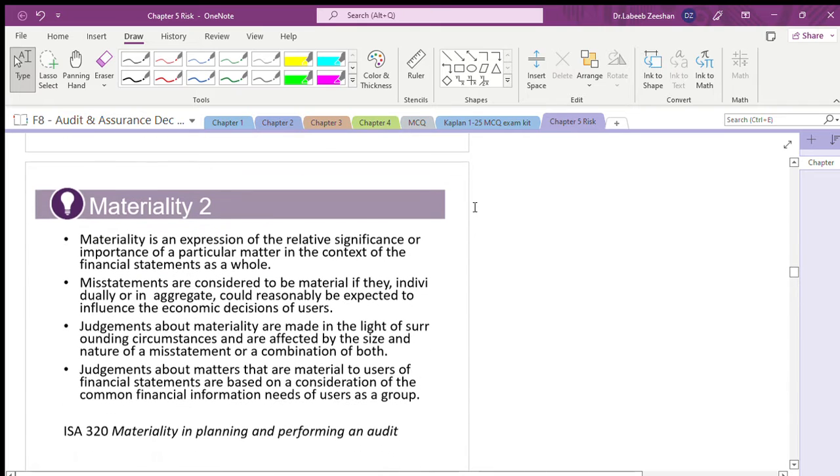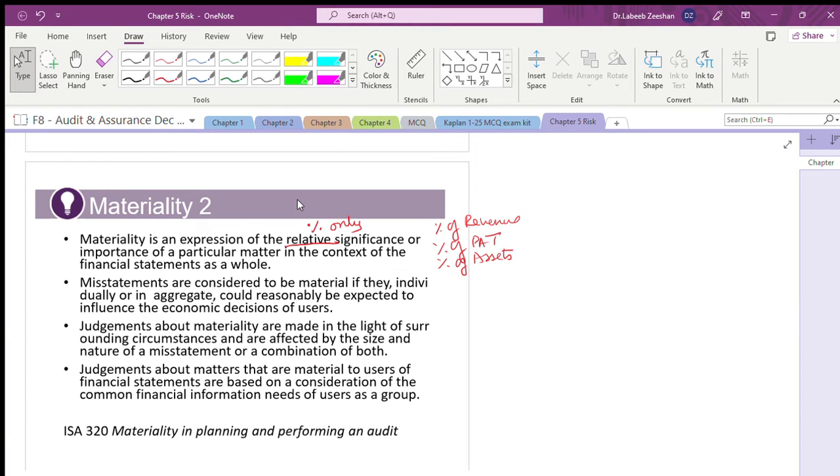Now, materiality is an expression of relative significance. Relative means in terms of percentage only. That means percentage of revenue, percentage of profit after taxes, percentage of assets. This is where we are talking in terms of the relative significance, in the context of financial statements only.